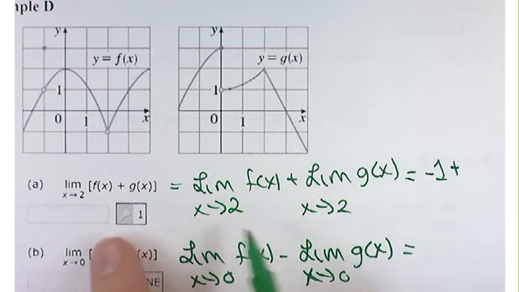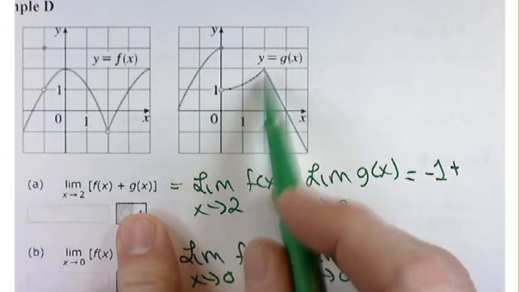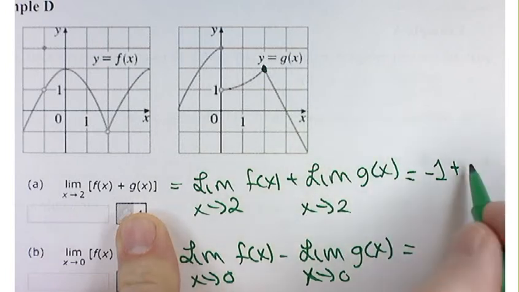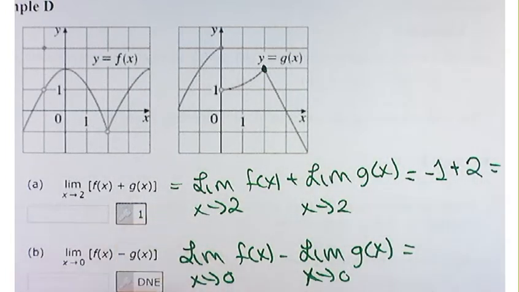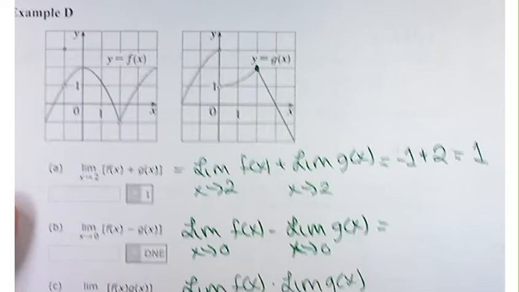And let's go up to the function for g now. As x approaches 2 from the left and from the right, we're both getting to the same spot, which would be 2. Overall for a sum of 1. Beautiful.